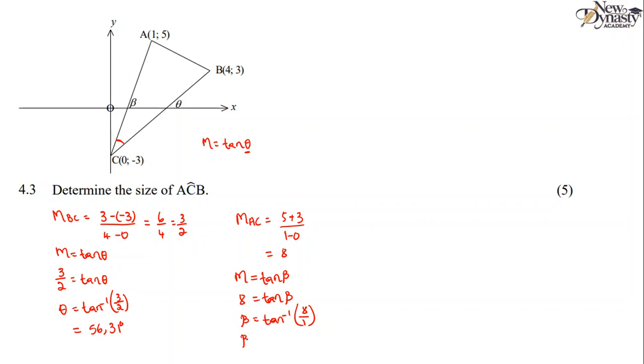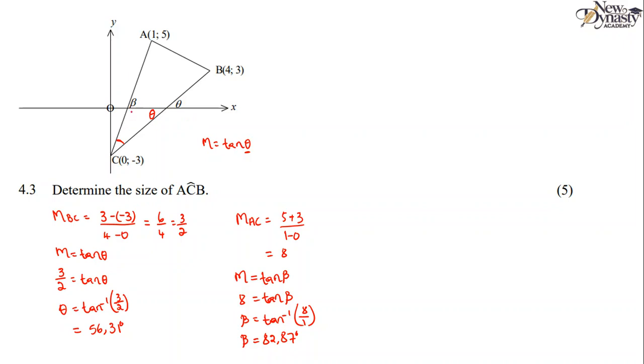Then your beta here is going to be equal to, in our calculator, 82.87 degrees. So we have those two angles. Now what we see here, the x-axis and line or side BC, they are crossing each other, and they are forming vertically opposite angles. So the theta outside there is equal to the theta inside this triangle, because those are vertically opposite. I hope you can see that we have just drawn the theta there. Those angles are vertically opposite.